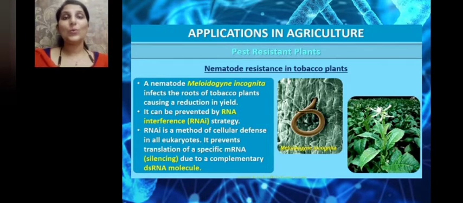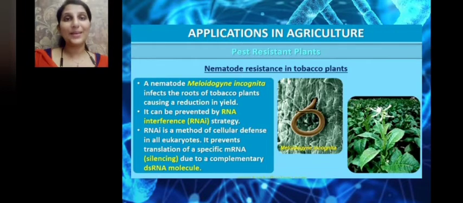We know once a transcribed mRNA is translated, only then will the proteins be formed. Isn't it? Only after translation is a protein formed. So who gets translated? mRNA. So in RNA interference, it prevents the translation of the specific mRNA. It is silencing the mRNA so that it does not undergo translation, due to a complementary double-stranded RNA molecule.